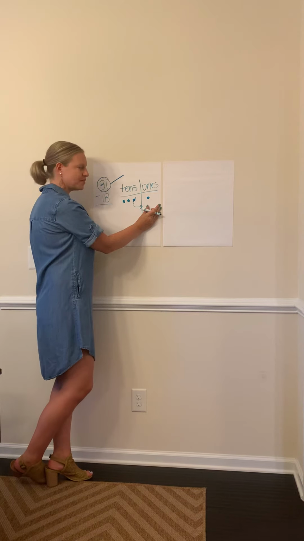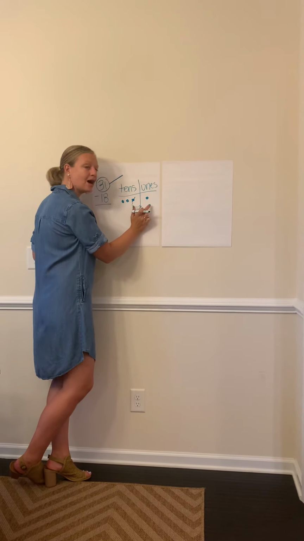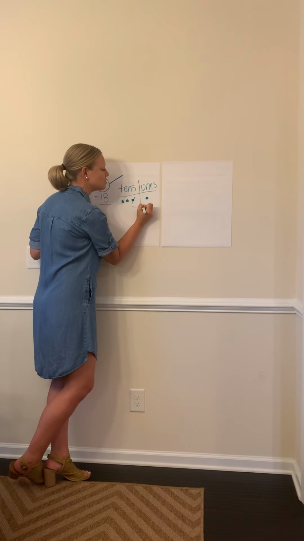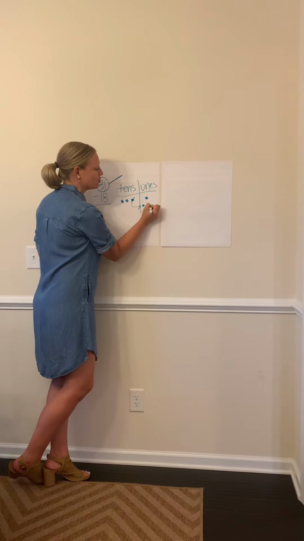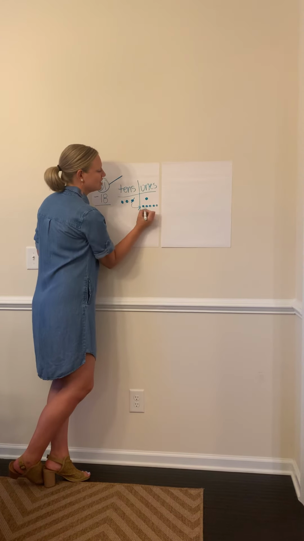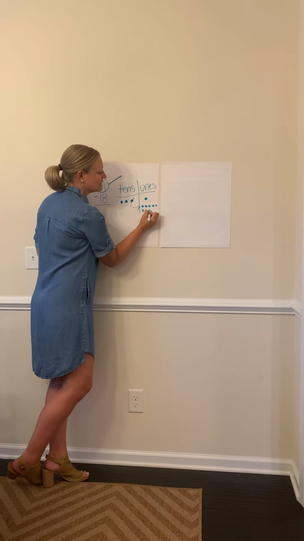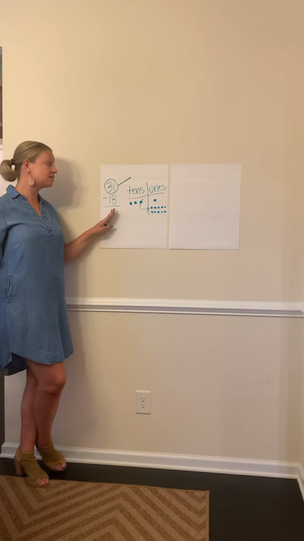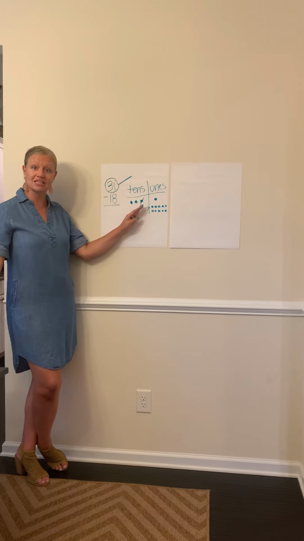So let's think about this. 1 ten equals how many ones? 10. Yes, so let's draw my 10 ones. 1, 2, 3, 4, 5, 6, 7, 8, 9, 10. Okay, so now let's get our written form to mirror what we see in our place value chart.